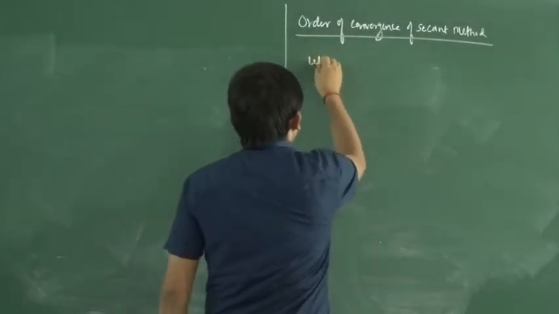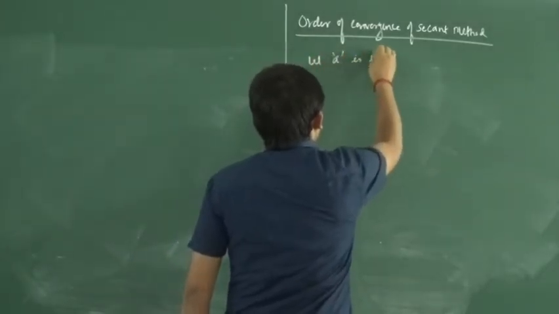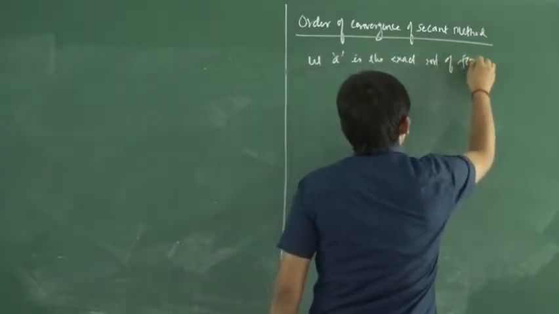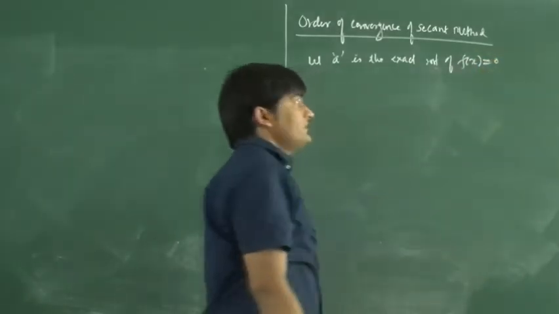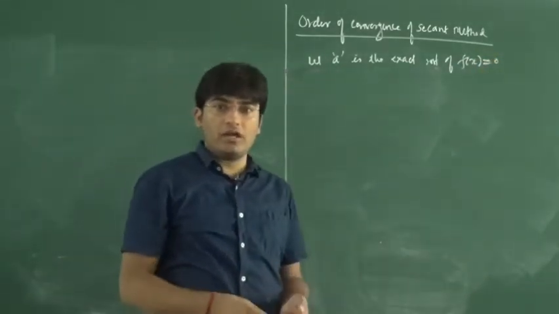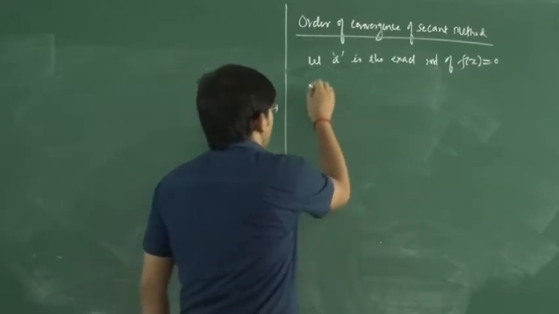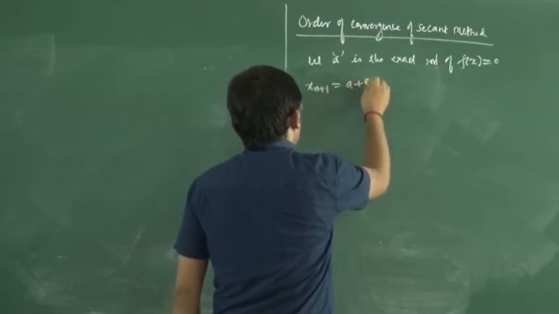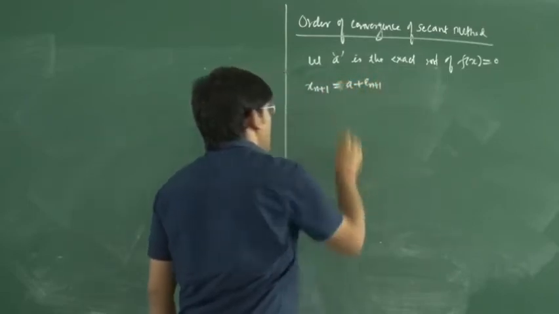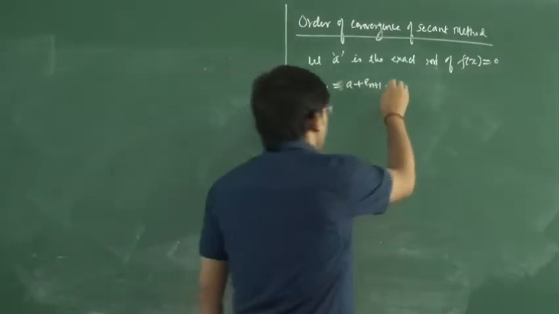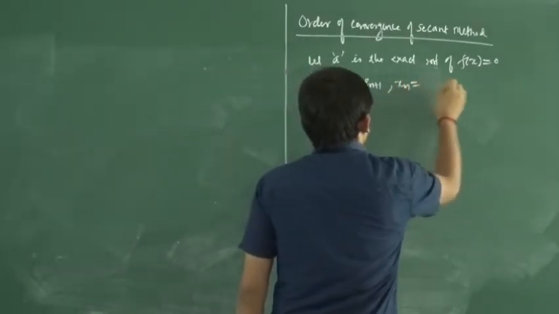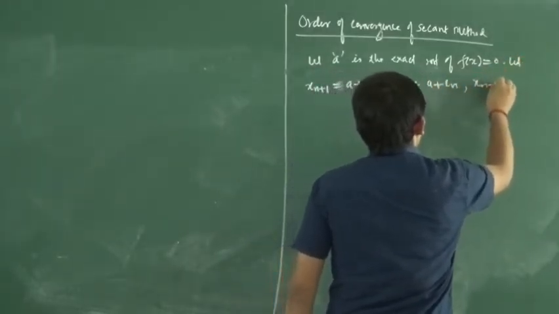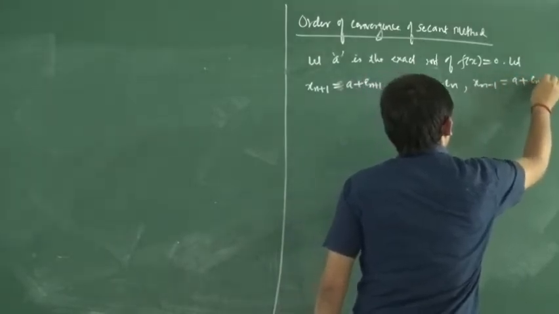So, let a be the exact root of the equation f(x) equal to 0. Now, if it is the exact root, then it will satisfy this equation, so f(a) will be 0. Now, let us assume x_{n+1} equal to a plus e_{n+1}, where e_{n+1} is the error at the (n+1)th iteration, x_n as a plus e_n, and x_{n-1} equal to a plus e_{n-1}.